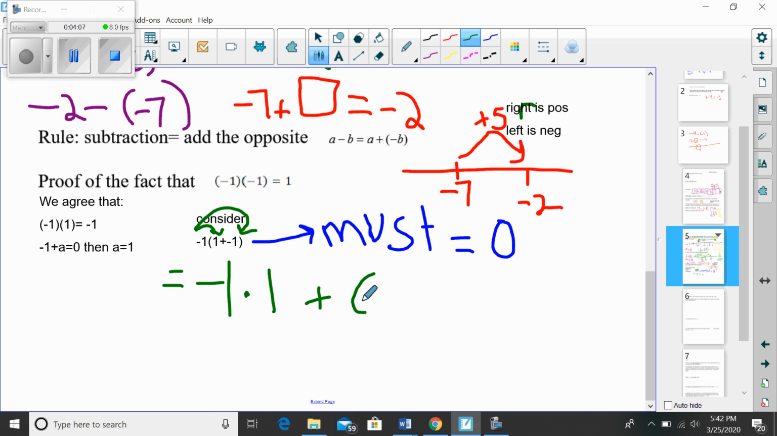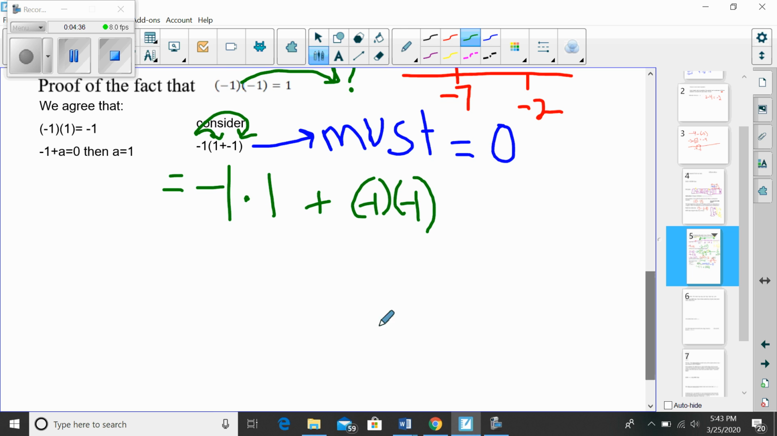plus this times this. Now remember, I'm trying to prove that -1 times -1 is 1. I don't know it yet. I'm up here saying, gosh, I really don't know what -1 times -1 is. That's a question mark for me, and I'm not going to believe you that it's 1 until you prove it. So that's some unknown value. According to what we've already agreed upon, this is -1. And I don't know what this is, so I'll just call it A, because it's some unknown answer.